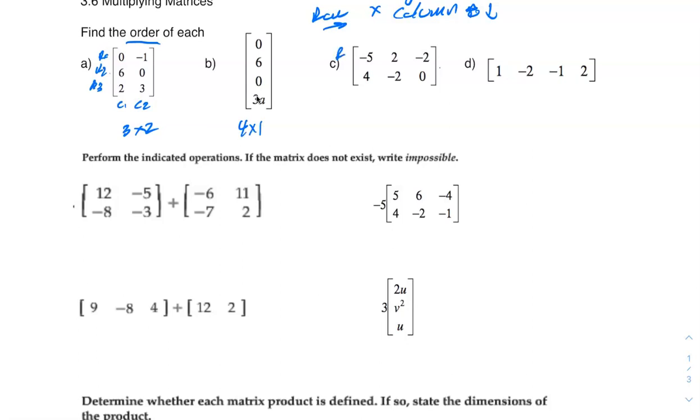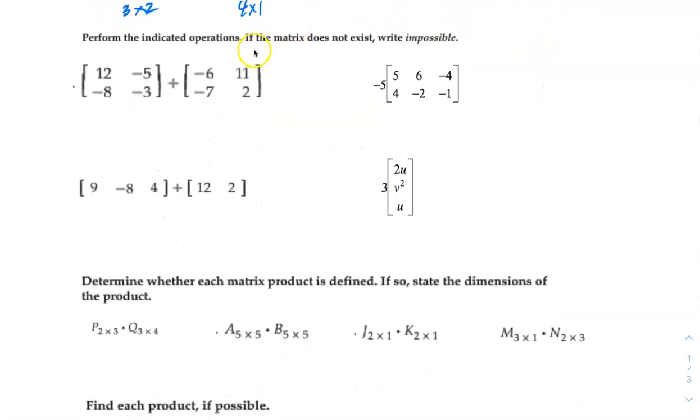So again, row 1, row 2, column 1, column 2, column 3. So this will be a 2 by 3. And then this has 1 row, and then 4 columns. So 1 by 4. So that's how I do the order of a matrix.